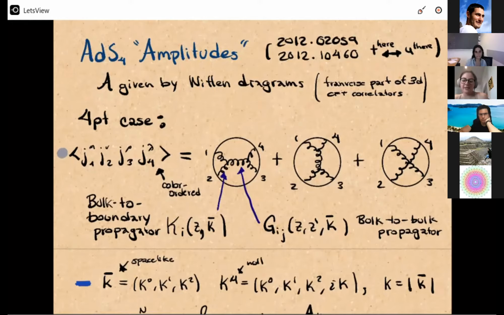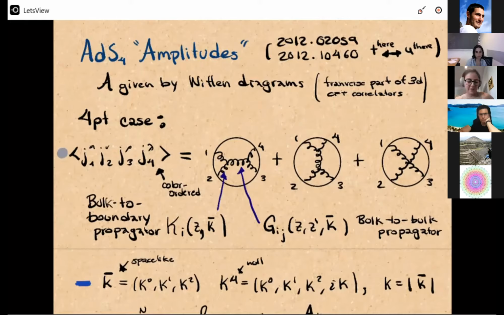And the idea here, as I said, is that we're going to compute it in momentum space. So we're going to use Witten diagrams. And these Witten diagrams give you basically the transverse part of the 3D CFT correlators. I'm going to stay in AdS4 for simplicity. But if I remember right, people checked AdS5 and AdS6 too.